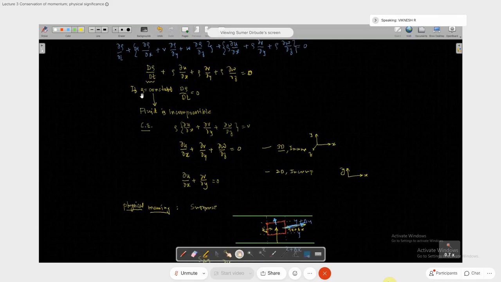Yes. If rho is constant, then D rho by Dt is 0. This is a total derivative, a substantial derivative, also like d by dt. But d by dt is for a particle and capital D by Dt is for a material volume. We are talking about a fluid element now, not fluid particles. You understand that?